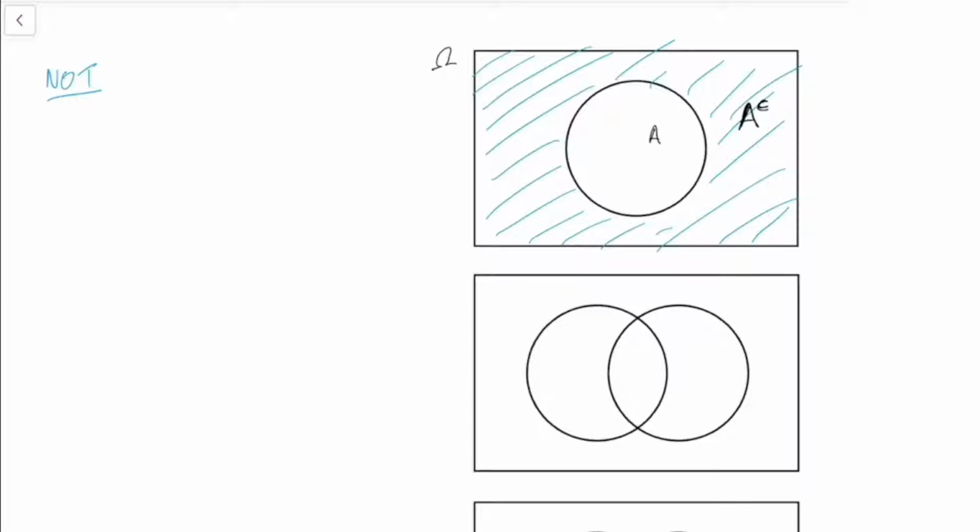So let's just write that down. The complement of A, and when we say this out loud, we either say A complement or we just say not A. A with a little c up in the air is the set of sample points not in A.